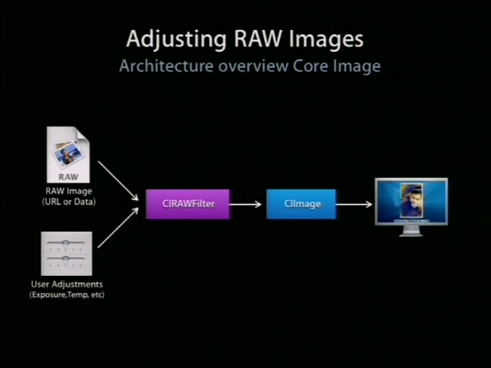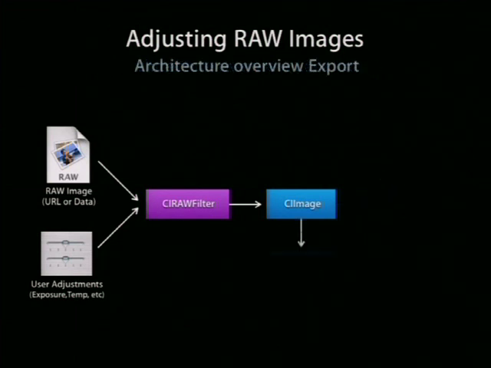The great advantage of this way of rendering raw is that now you can give the users the ability to control the sliders, which then get fed back into the pipeline, adjusting the input parameters and therefore altering the output CI image. And this can be done very quickly.